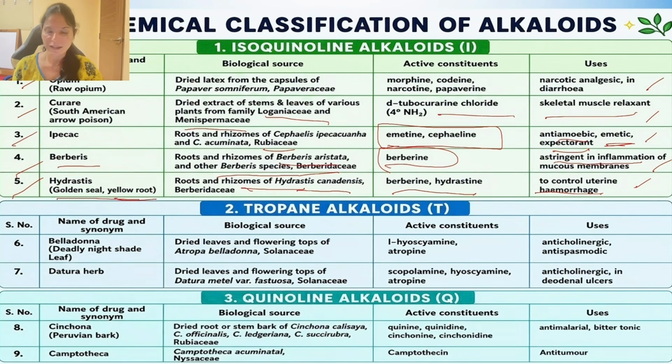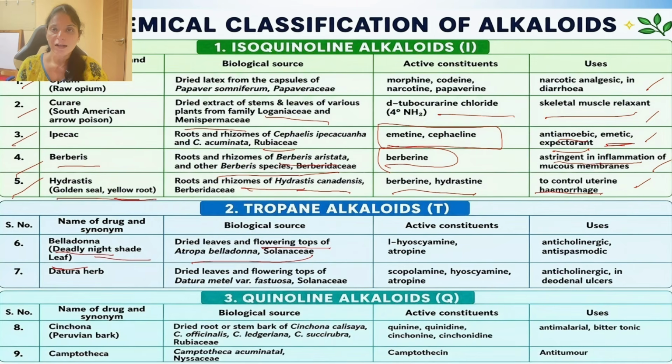Biological source, this is the leaves and flowering tops of Atropa belladonna belonging to the family Solanaceae, and their main active constituent here is atropine. So you can easily remember this alkaloid, because tropane means automatically you'll get atropine into your mind. Belladonna is the first major example, and it is very important because of its other name.